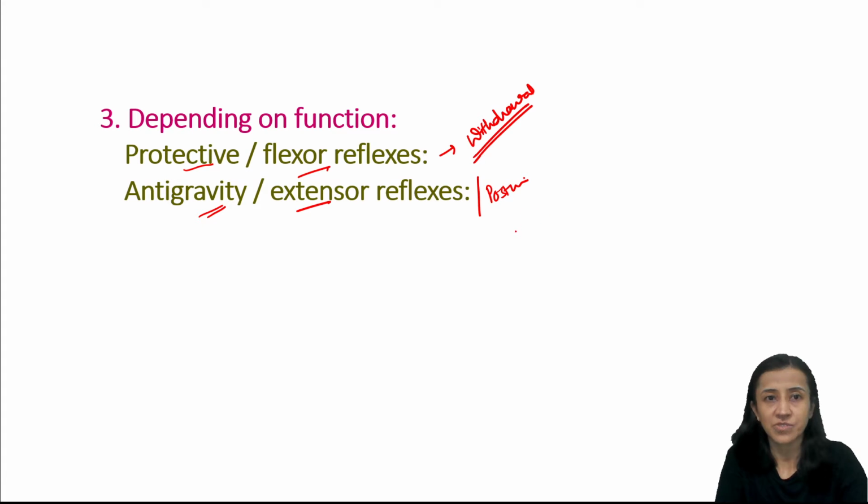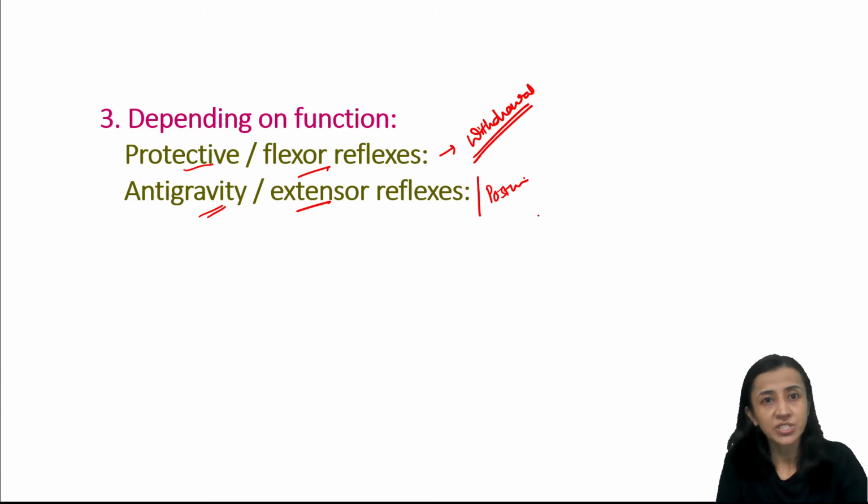So three classifications we have completed. One, that is depending on the development: they are inborn or unconditioned and conditioned reflexes. Depending on the situation of center, they are located either in the cerebellum, cortex, medulla, midbrain, and spinal cord.